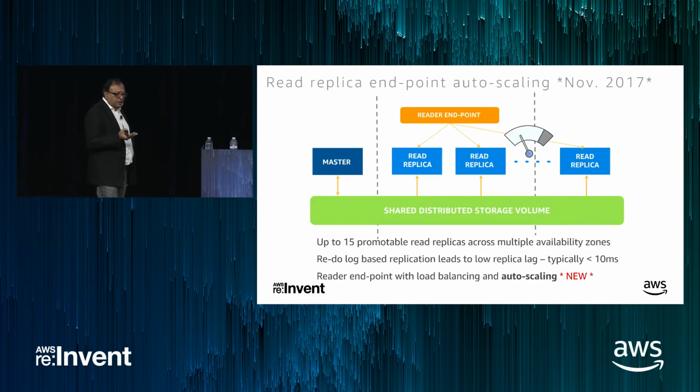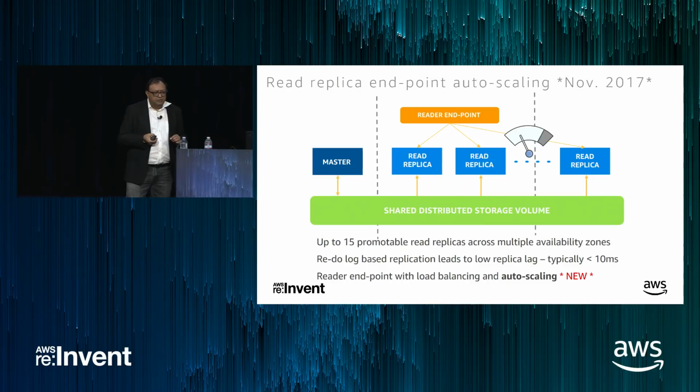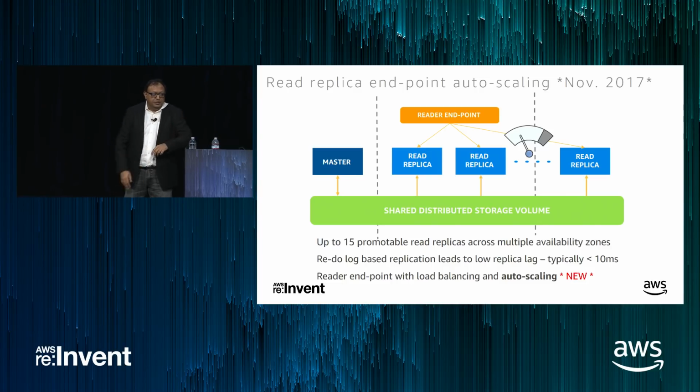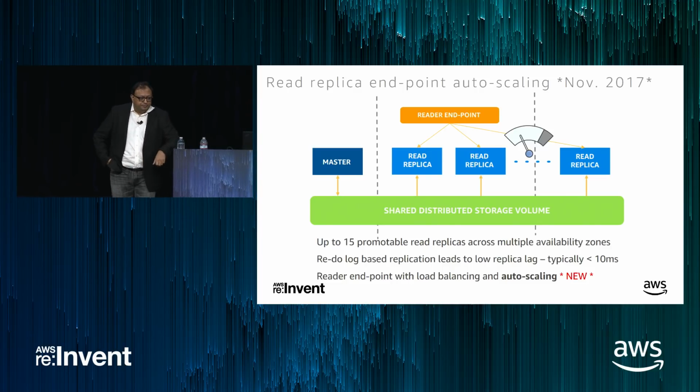Another thing that we added just a couple of weeks ago is auto-scaling of read replicas. Basically, if you have a lot of load, you will just automatically add read replicas as you need. All the read replicas are attached to the same storage volume as the primary master. They're all available as failover targets for the master. You can have up to 15 of them across your 3 AZs.